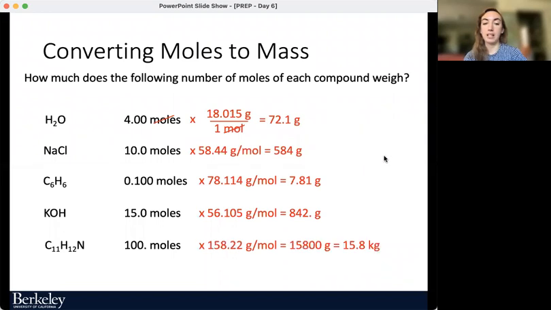And then the last thing is C11H12N. Our molar mass from the previous slide was 158.22 grams. So we're going to end up with 15,800 grams, which if you want, you can convert to kilograms. So this is 15.8 kilograms. Any questions on this?